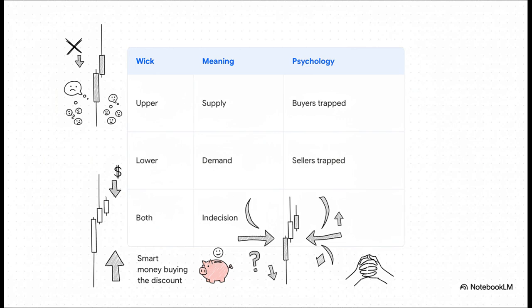Let's break down exactly what these wicks mean. An upper wick, that signals a bearish rejection or a supply zone. The psychology there is that buyers got totally trapped trying to push the price up, and institutions heavily sold into them. Now, a lower wick is the exact opposite, a bullish rejection or a demand zone. Sellers got trapped and smart money bought up the discount. And if you happen to see wicks on both sides of a candle, that's just pure indecision and volatility. Nobody has clear control. Honestly, the best thing you can do there is just sit on your hands and wait.